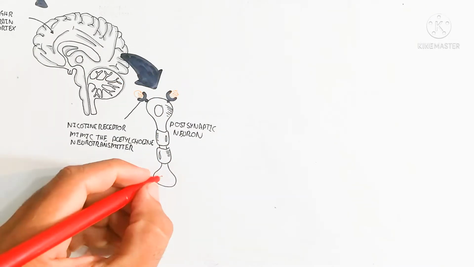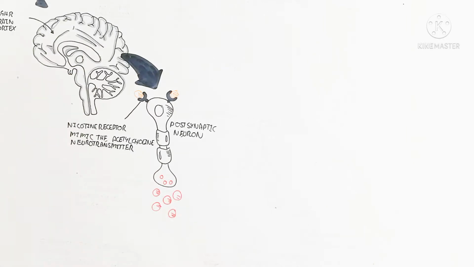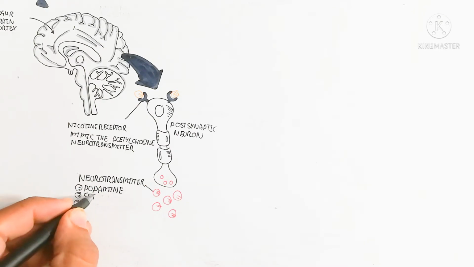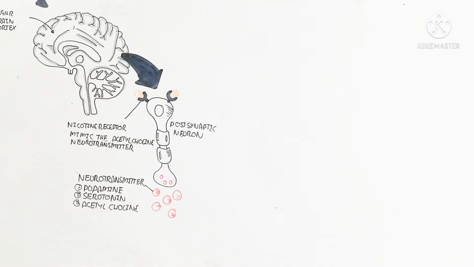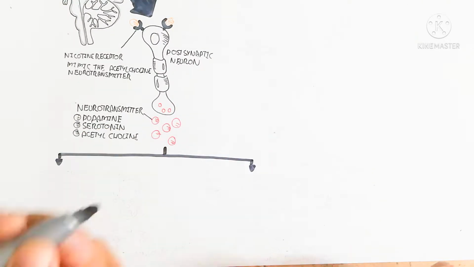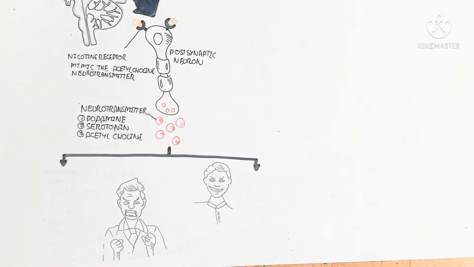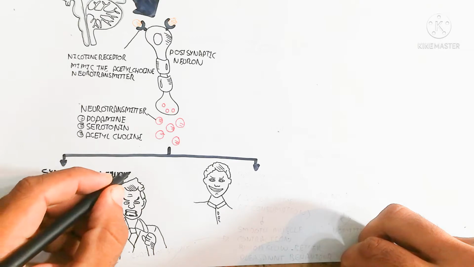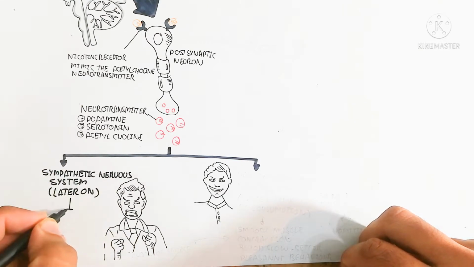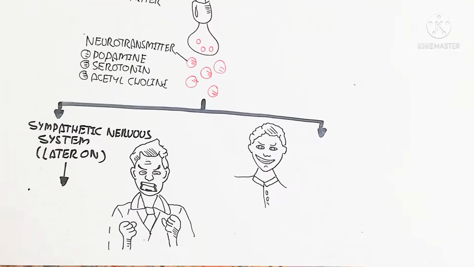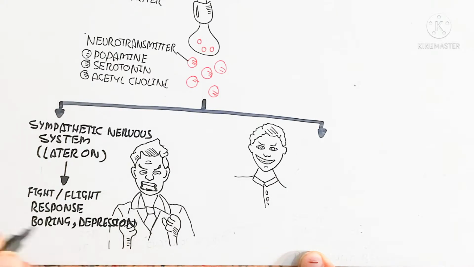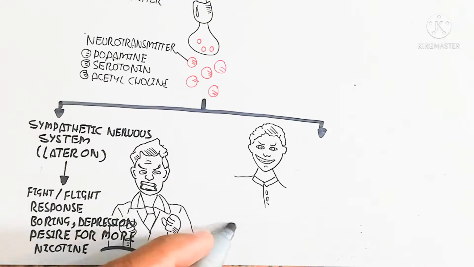The neurotransmitter can be dopamine, serotonin, and acetylcholine. Acetylcholine is the initial one and increases the sympathetic nervous system during the initial consumption of the cigarette. The nervous system contains the sympathetic nervous system and the parasympathetic nervous system. The sympathetic nervous system develops later on, which is the fight and flight response, and it creates boredom, depression, and desire for more nicotine, for again stimulating the parasympathetic nervous system, because the parasympathetic nervous system is quickly stimulated after smoking and will be used again and again.